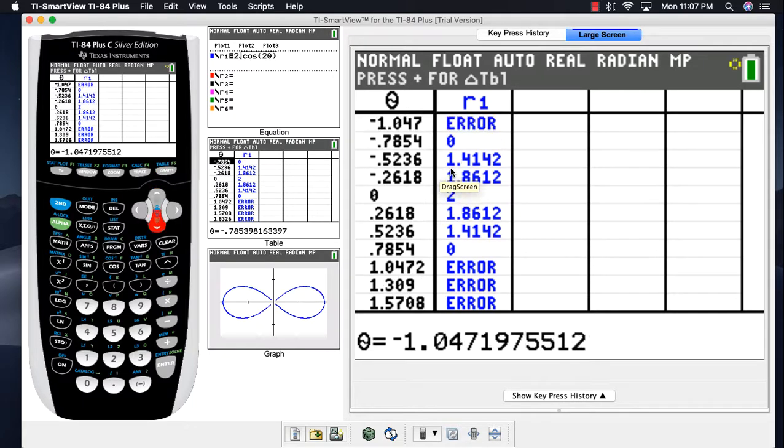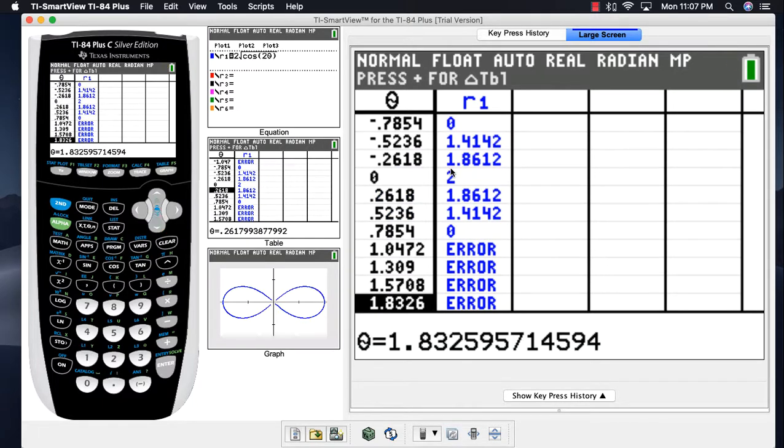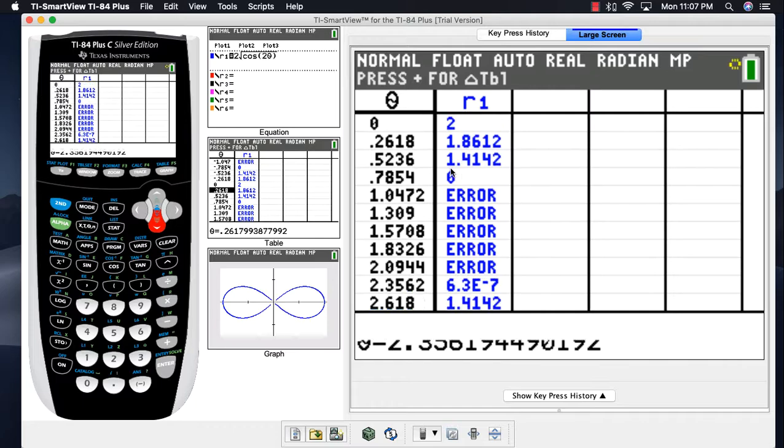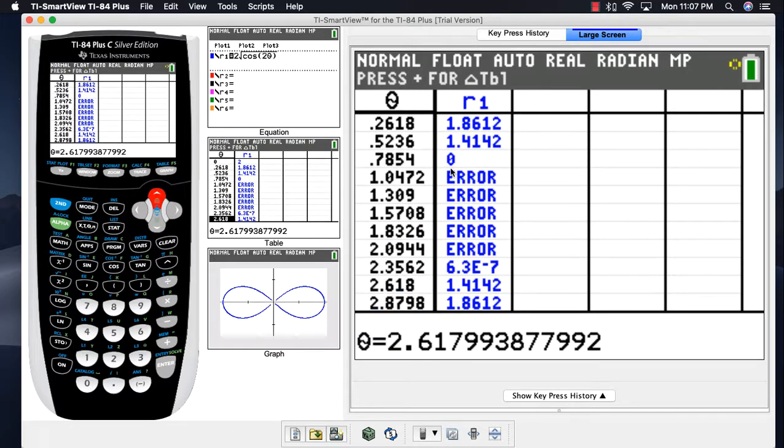If I were to keep going down, notice here at this value, I get 0 again. Now this actually is the number 0. 6.3 e to the negative 7 is a super small number, very tiny. So essentially this is 0. It's just that the calculator couldn't handle the calculations, I guess.